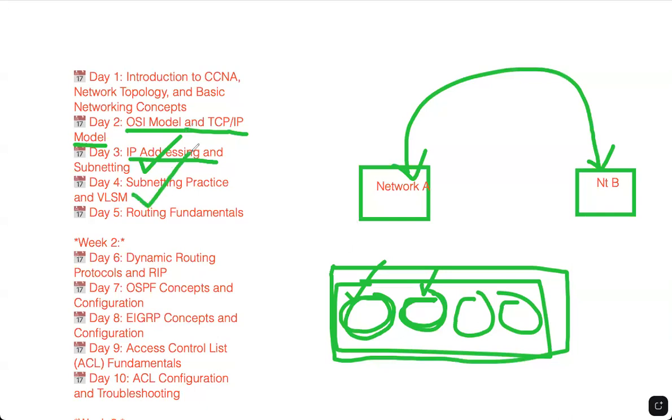Day 4, we will continue the subnetting practice. How do we do that? How do we calculate the users? There is a formula to calculate the users. What is a subnet mask? How many hosts can be calculated? We'll discuss that on day 4.